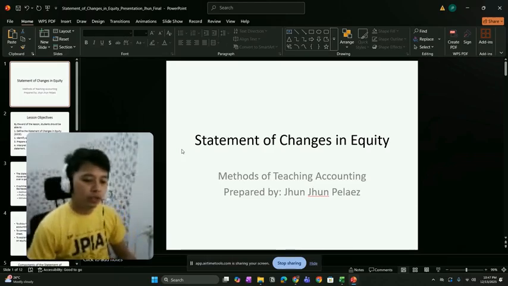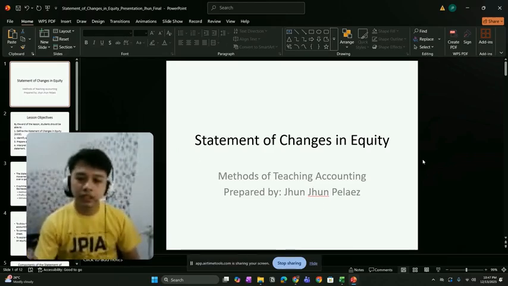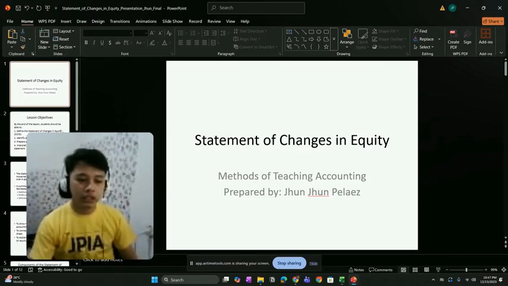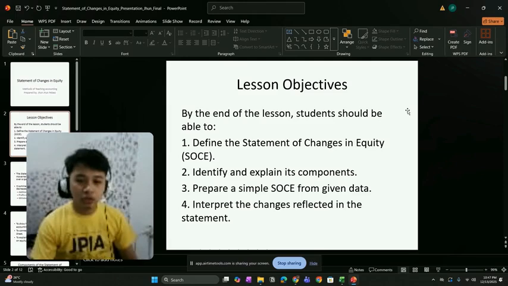So good day class. So for today's lesson, we will be discussing the statement of changes in equity or the SOCE. So by the end of the lesson, students should be able to do four things. So first, you should be able to define what statement of changes in equity is. Second, you should be able to identify and explain the different components of the SOCE. Then third, you should be able to prepare a simple statement of changes in equity using given data. And then lastly, you should be able to interpret or explain the changes reflected in the statement.